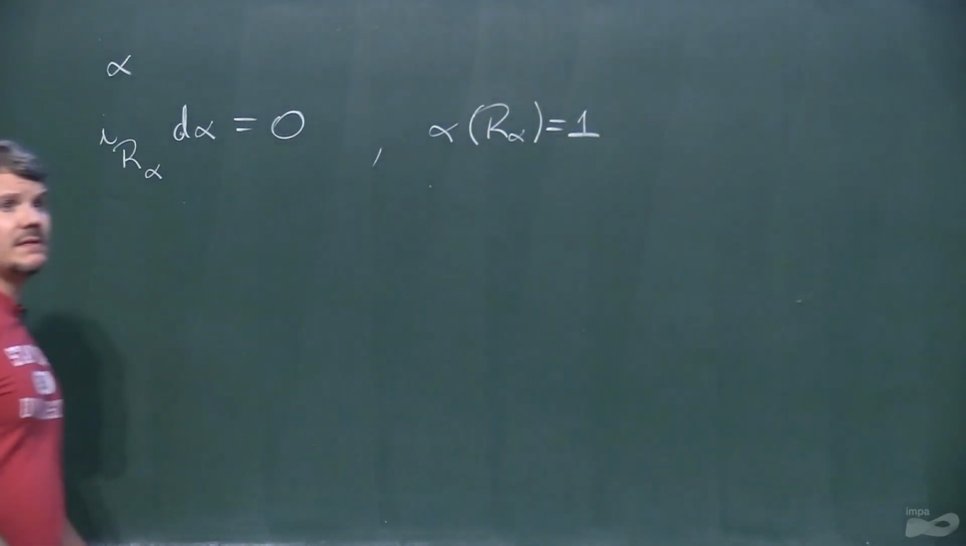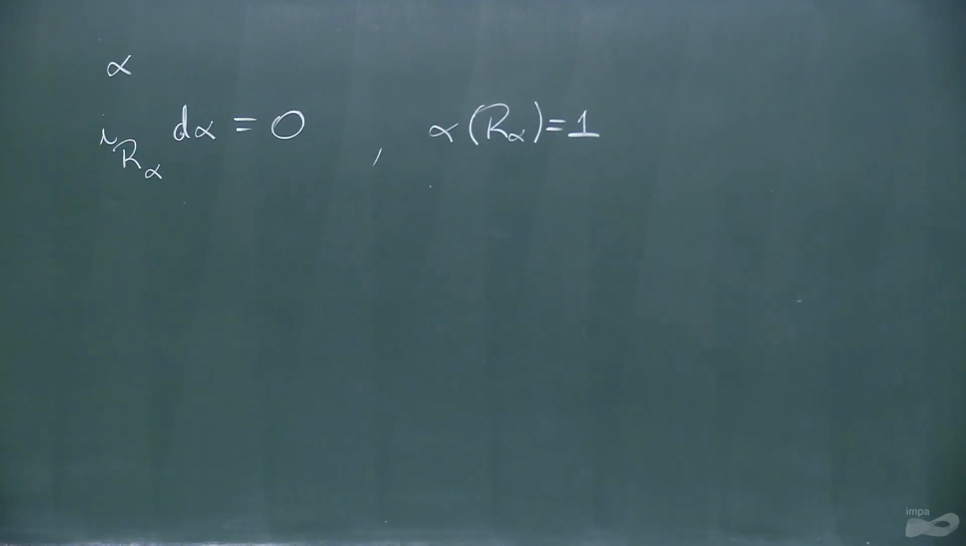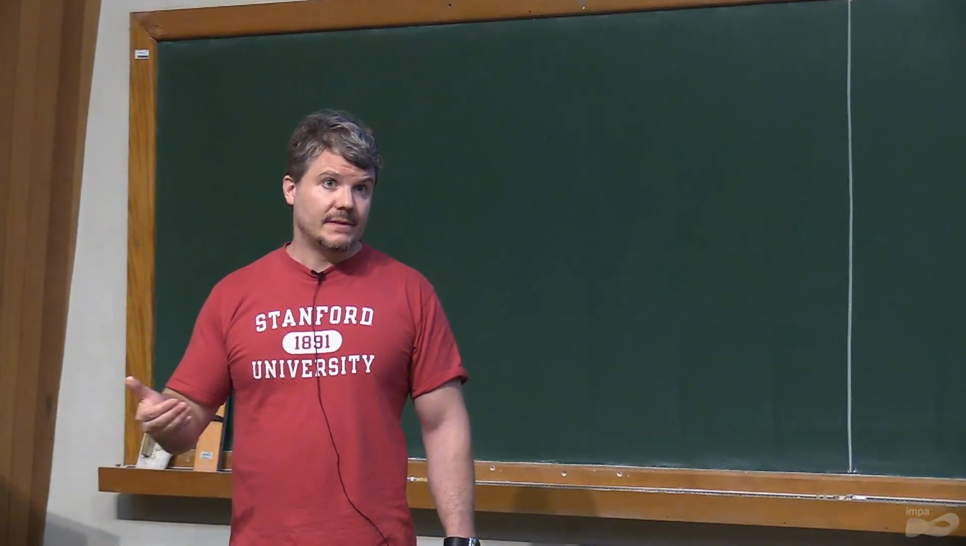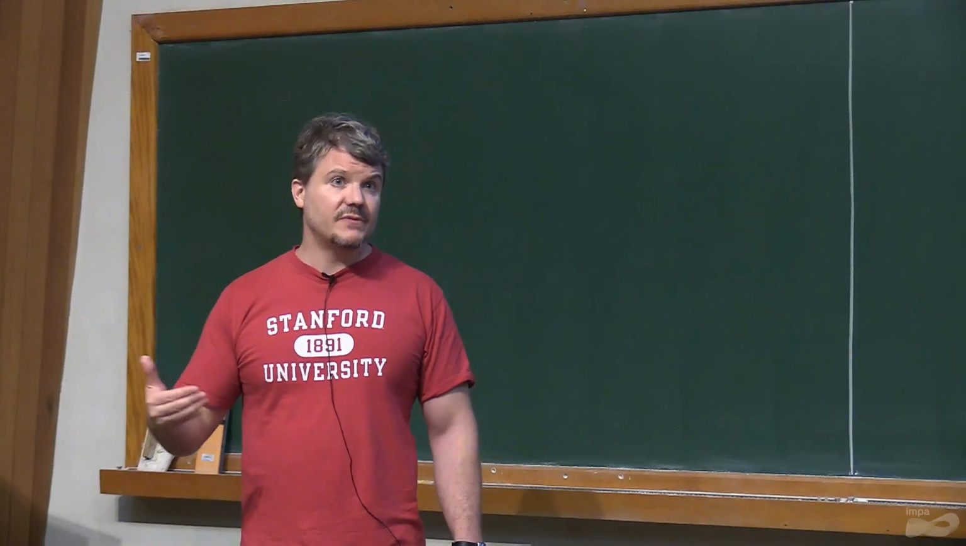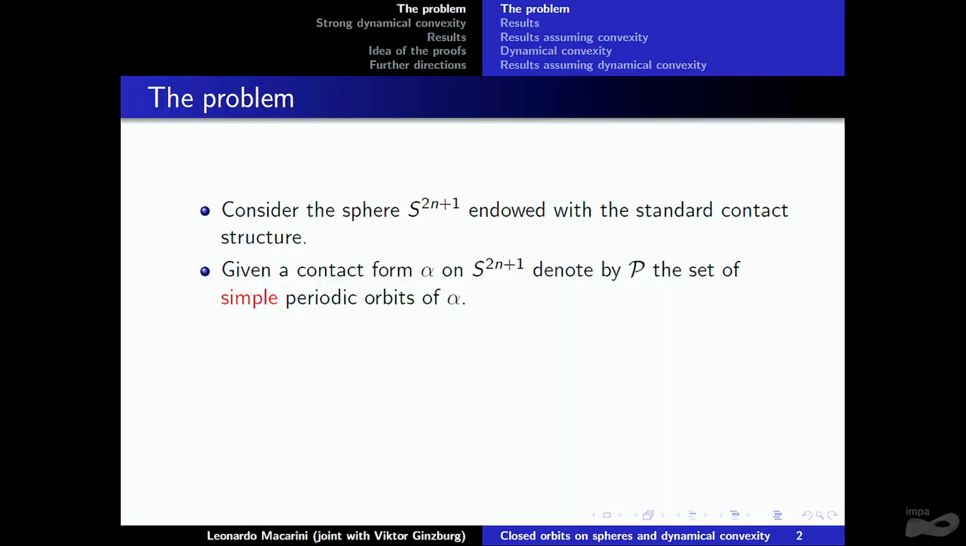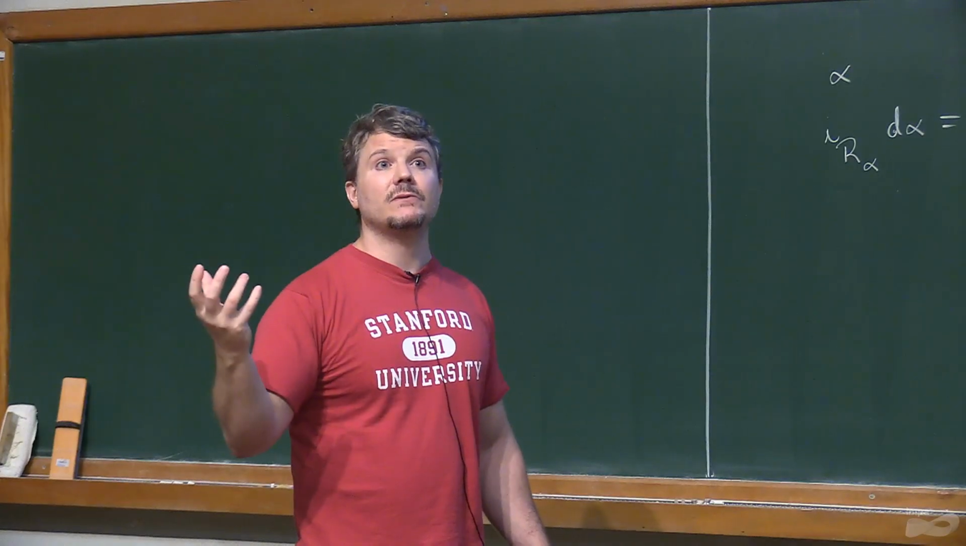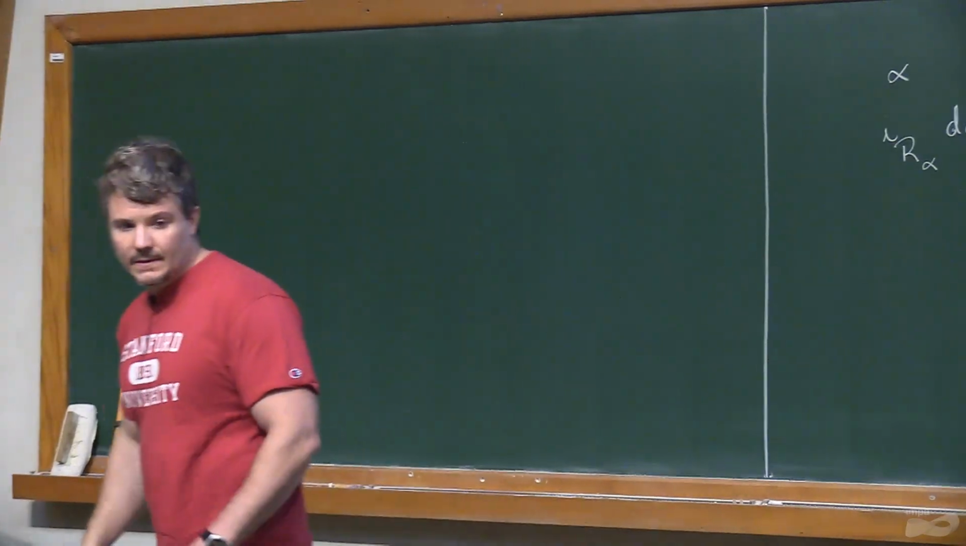So these two equations determine uniquely a vector field, the Reeb vector field, and when I say a periodic orbit of alpha, I mean a Reeb periodic orbit, that is, a periodic orbit of the Reeb flow. And a simple periodic orbit means that the periodic orbit is not a multiple, not an iterate of a periodic orbit. Okay, so the number of simple periodic orbits is the number of geometrically distinct periodic orbits.